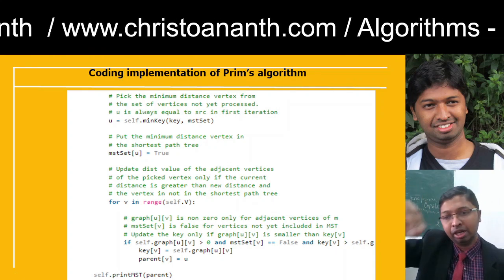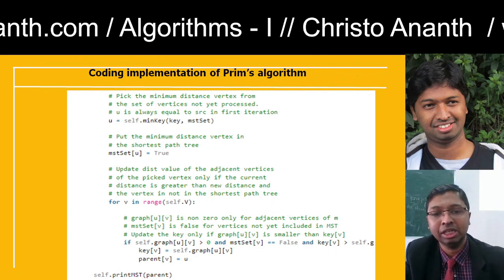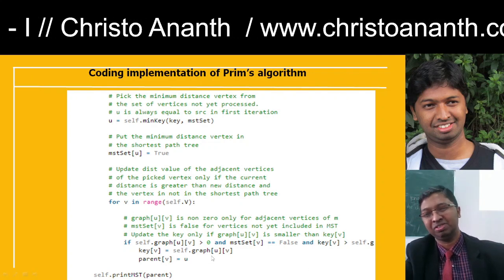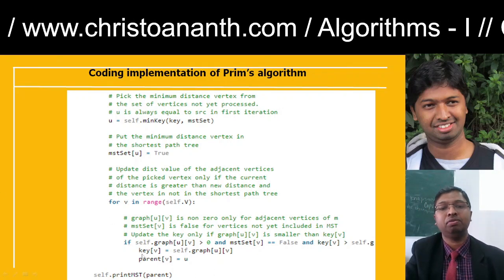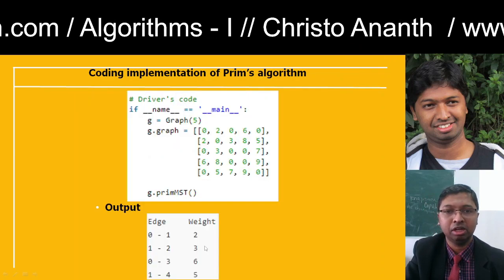And afterwards, if key[v] is greater than self.graph[u][v], then you set key[v] equal to self.graph[u][v], which means that it is included. Next, the parent of v is updated to u. Then you go with printMST of parent.